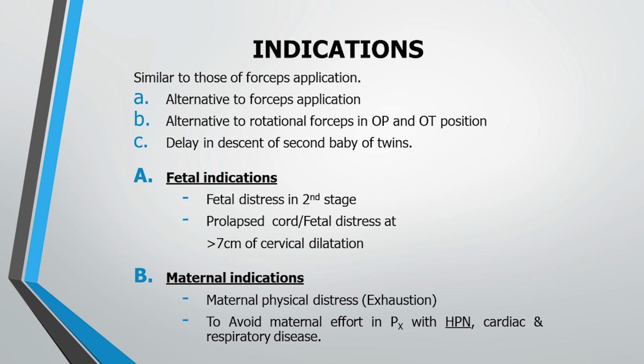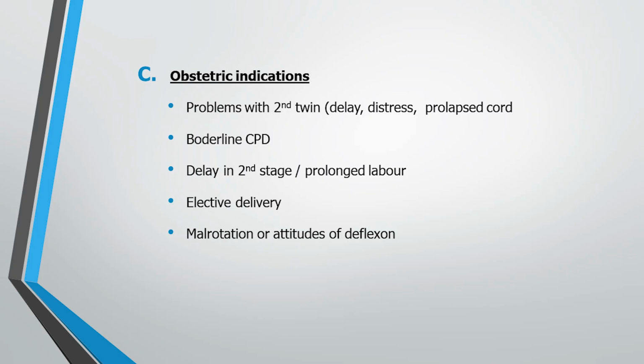Maternal indications also include maternal exhaustion. Then, if you want to avoid maternal effort in patients with hypertension, cardiac, and respiratory disease. In obstetric indications, we include problems in the second twin, fetal distress, prolapsed cord, borderline cephalopelvic disproportion, delay in second stage, prolonged labor, elective deliveries, and malrotation or attitudes of deflection, like we have in OP position or occipito-transverse position.